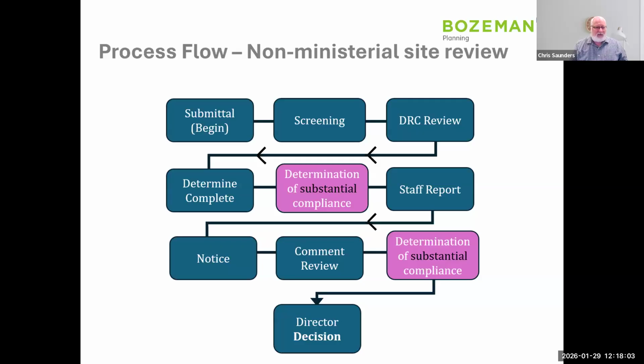The applicant is informed of the deficiencies, and they have an opportunity to supplement their application. And we repeat that until all of the necessary information has been provided. Once it's been provided, then we can do our determination that the application is or is not in substantial compliance with the code. If it's not, then we can direct the applicant to make corrections. If it is, then we move forward into the staff report.